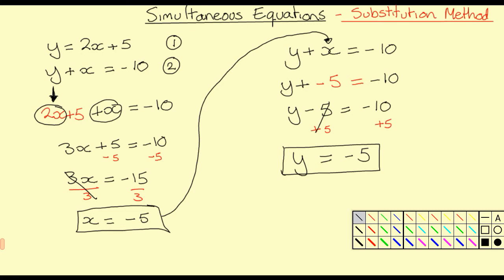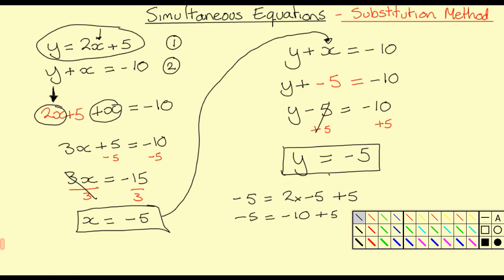And if you want to check whether you've got it right, you put both of these back into both equations, and that's the key here, and you check. So here I'm going to check it with equation 1. Okay, y I know is minus 5 equals 2 times x. We know x is minus 5, plus 5. Well, that gives us minus 5 equals minus 10 plus 5. Minus 5 equals minus 5. So I know it works.